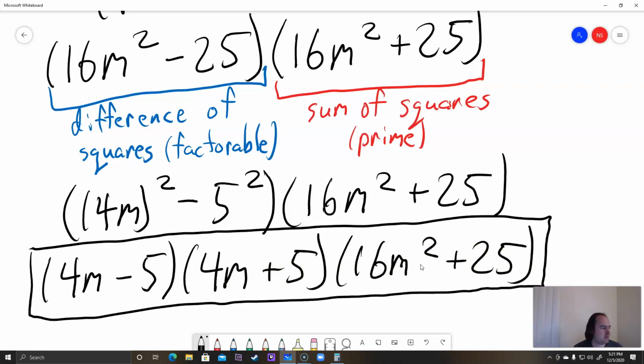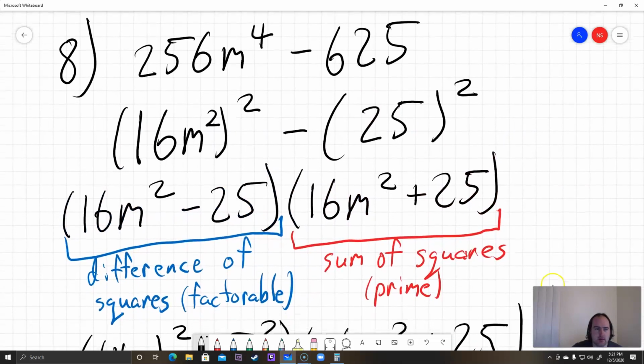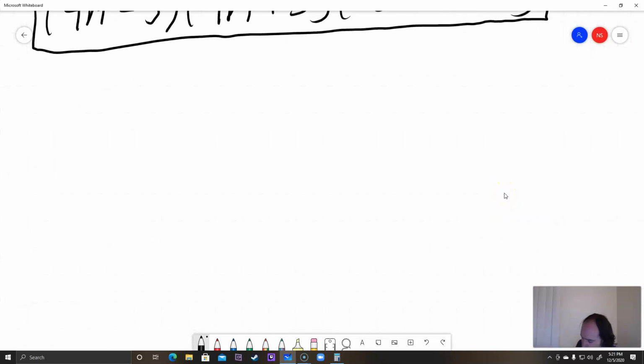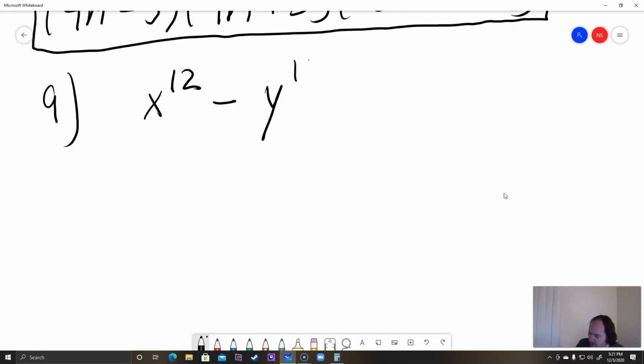And that's almost as tough as your homework gets. But there's actually one more tough problem for the difference of squares. So for problem number 9, we're going to take a look at x to the 12th minus y to the 14th. x to the 12th minus y to the 14th.